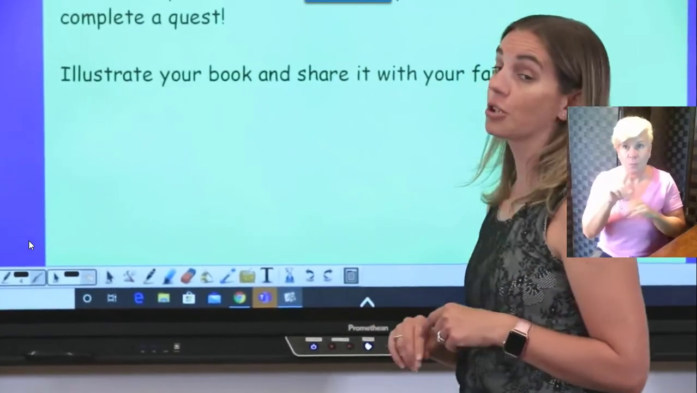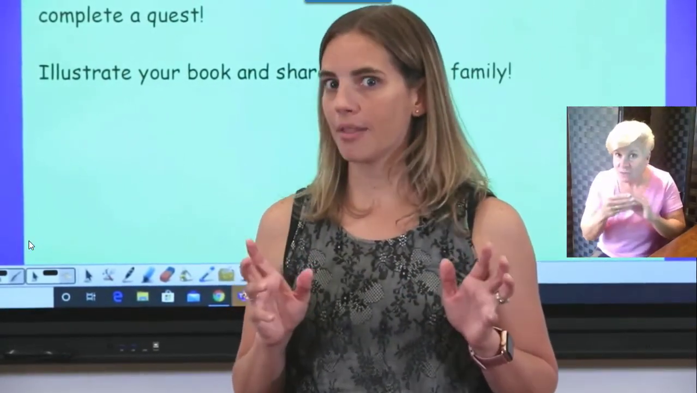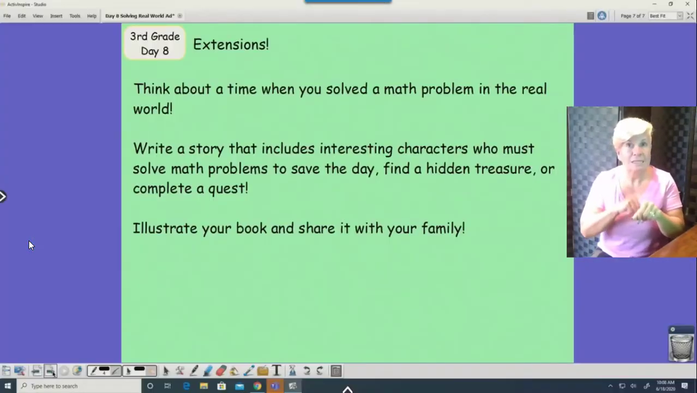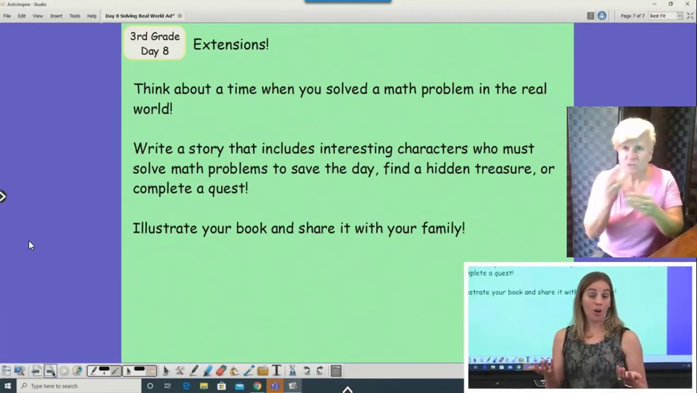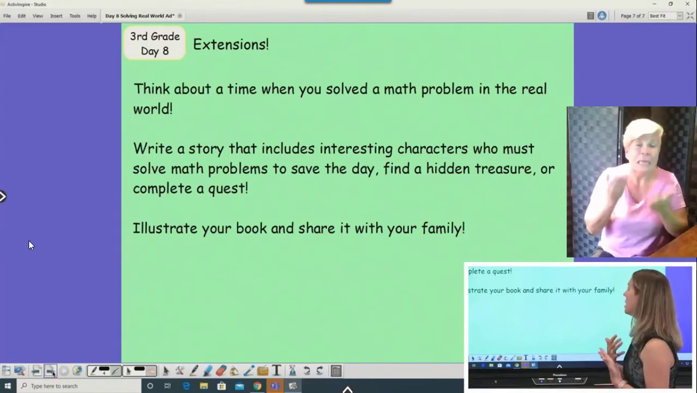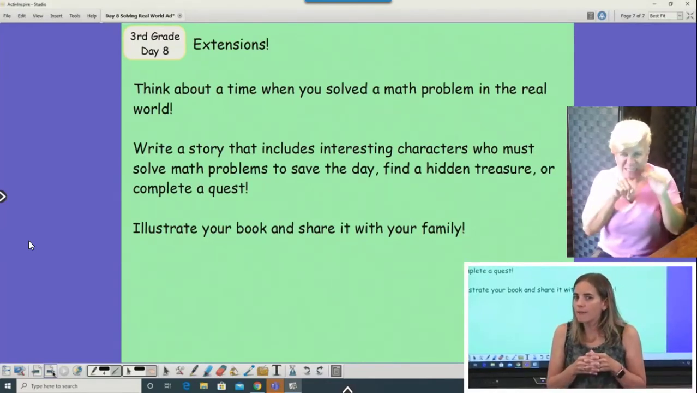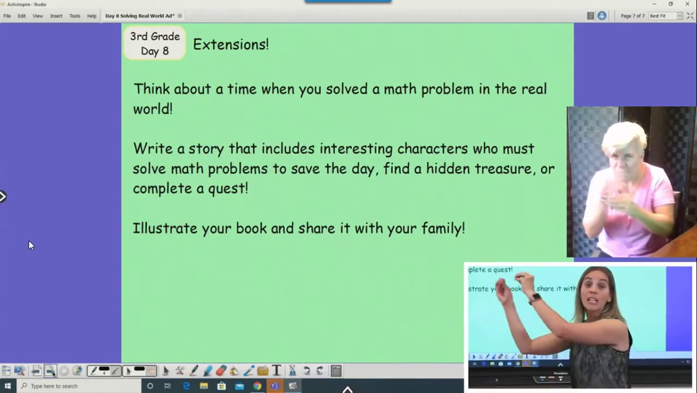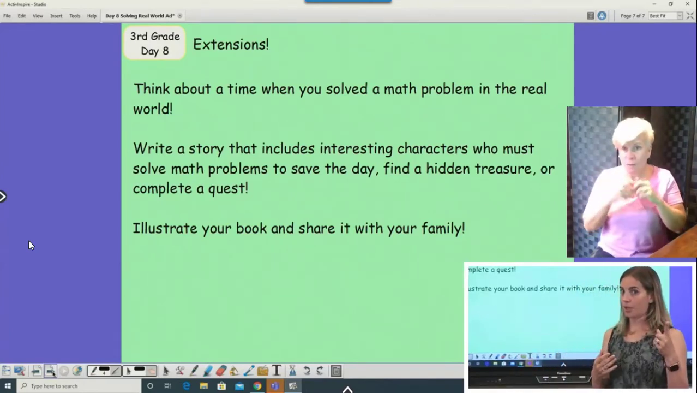So what you're going to do is write your own story. But there's a trick to this story. It's a math story. So you're going to write about a time when you or a character you made up had to use math to solve a real-world problem. For example, maybe your character is a sneaky pirate looking for treasure, and he's got all these math clues that are going to lead him to the treasure, but first he has to solve the problems. That could be tough on a pirate.